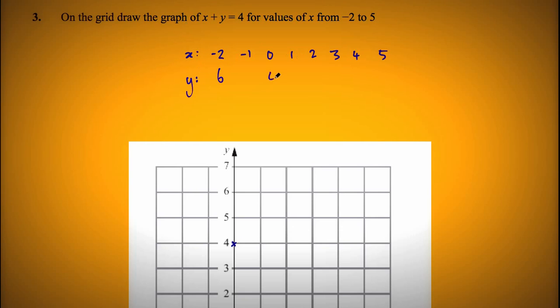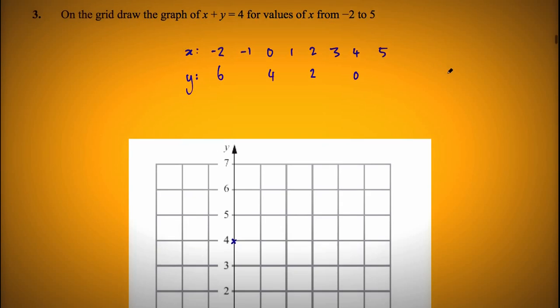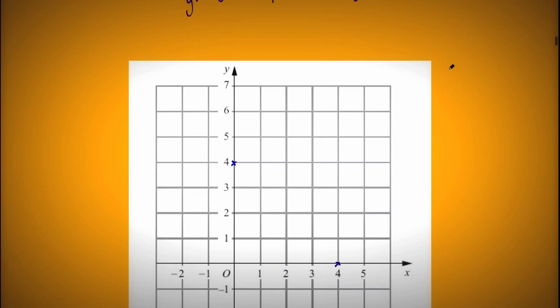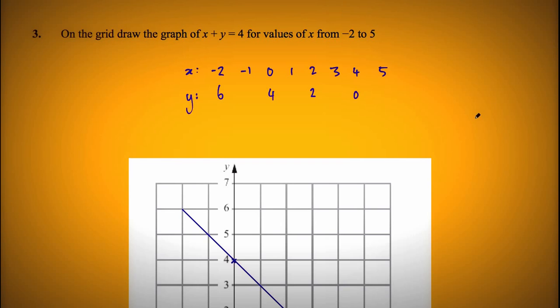When x is 0, y equals 4. When x is 2, y equals 2. And 4, 0. Just make sure that you go from the starting point, -2, 6, all the way to the point where x equals 5. So that's what the line should look like there.